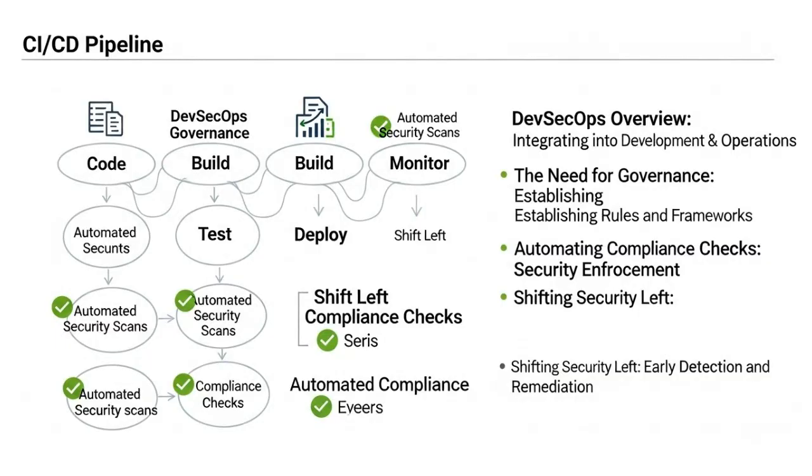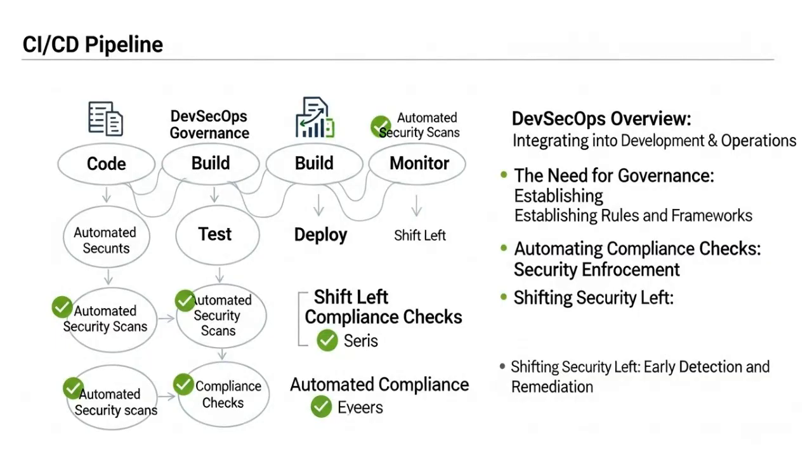This means embedding them as pipeline stages, ensuring they run automatically on every code change. Where possible, automate remediation or at least notification and issue creation, reducing manual intervention. Finally, establish robust reporting mechanisms to monitor compliance status, identify trends, and provide actionable insights, completing the feedback loop and ensuring continuous improvement.